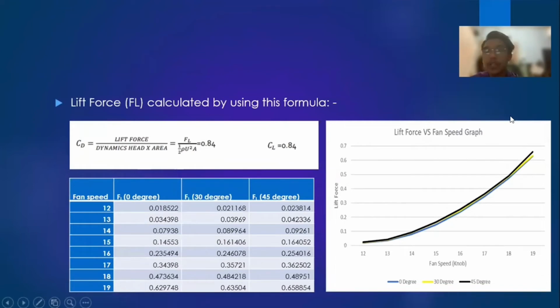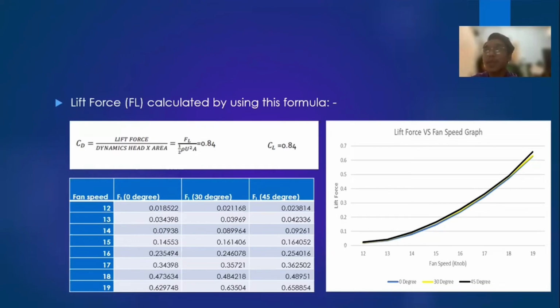Okay, for the lift force, we also calculated by this formula, but for the CL, actually there is a typo. For this calculation for lift force, we use the constant 0.84. So when we get the data, we put it into the formula and calculate, and we get the result. And we also make a graph, lift force versus fan speed.